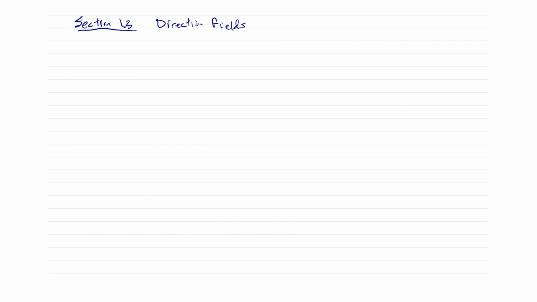And so let's go ahead and start off with something like this: dy/dx is equal to x squared minus y. Okay, and I'm going to show you how to make a direction field out of this. So a direction field is basically a whole collection of little tick marks that you make in the plane.